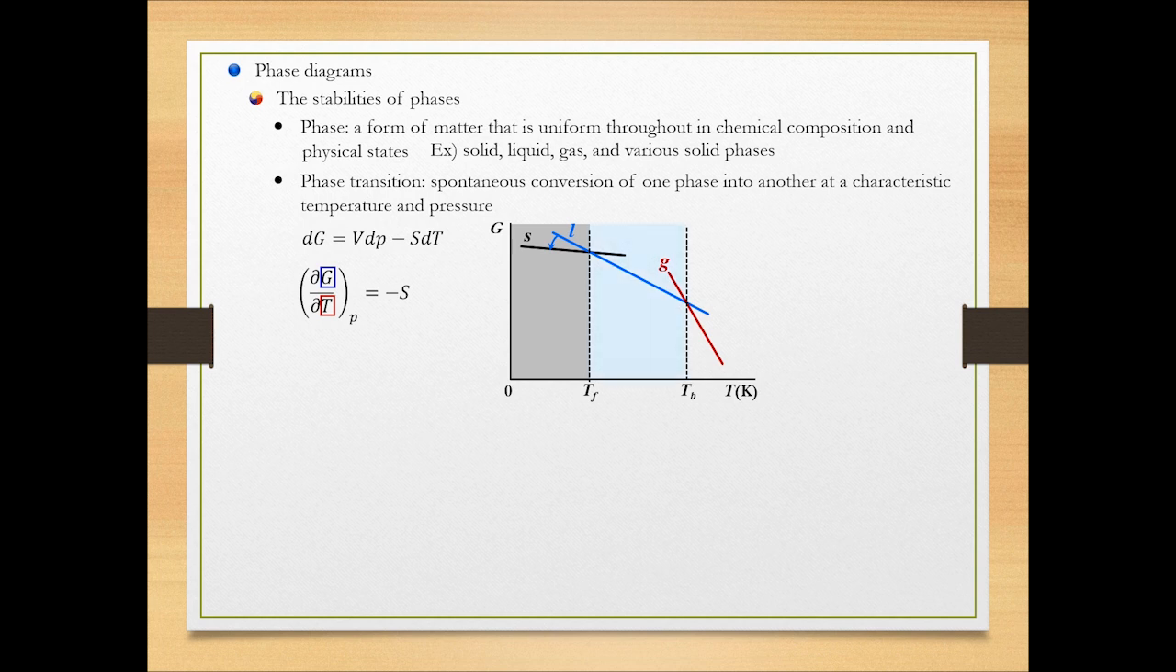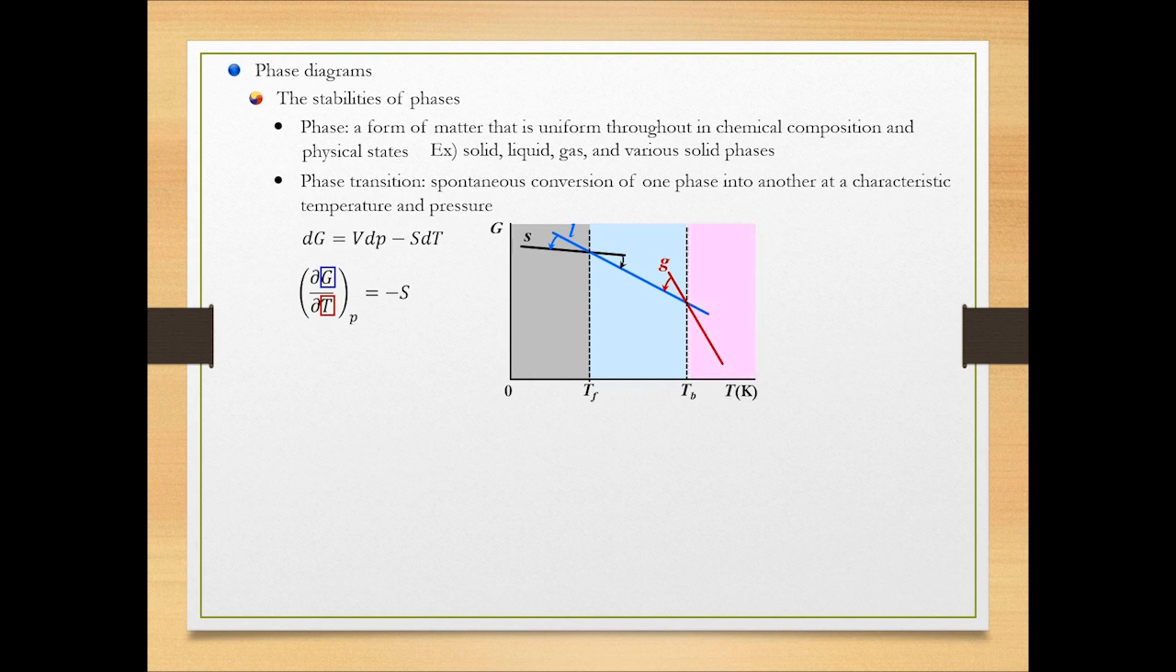Next, consider the temperature range between the freezing point and boiling point. In this range, the system naturally transitions to the liquid phase. For example, a solid will spontaneously melt into a liquid, or a gas will condense into a liquid. Again, this occurs because the liquid phase has the lowest Gibbs free energy under these conditions.